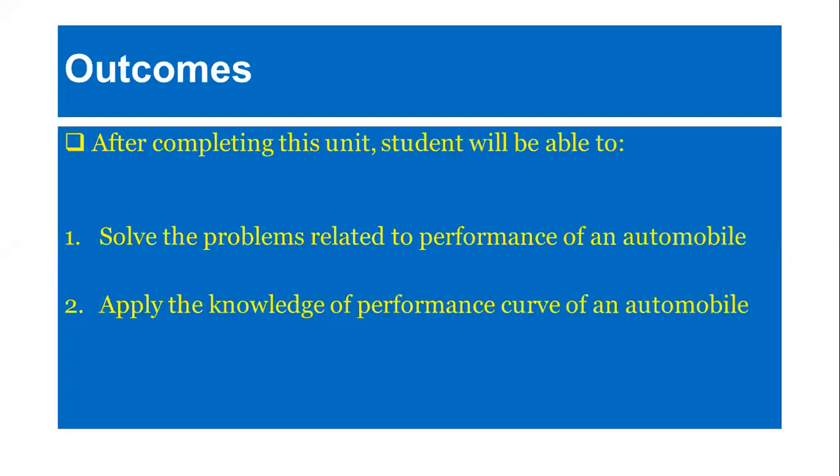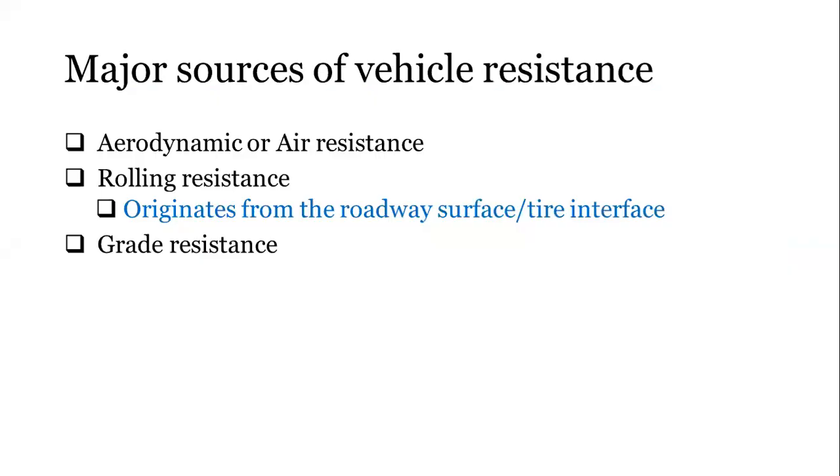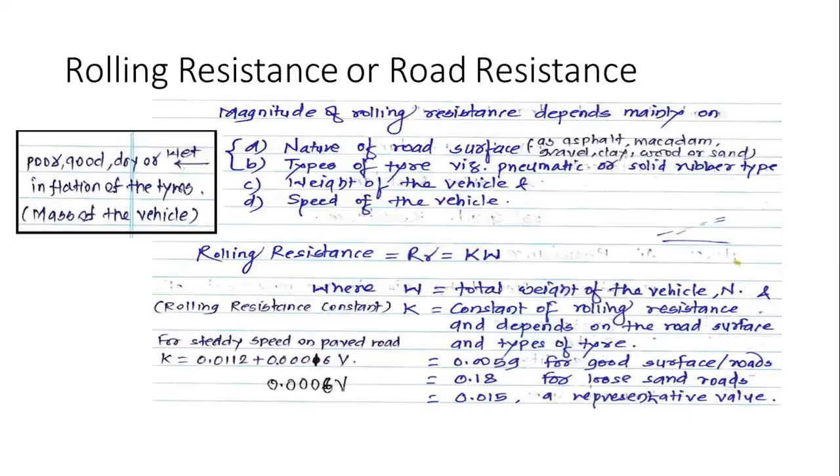So during the last lecture, we have seen different types of vehicle resistances, and ample discussion we have made with respect to aerodynamic or air resistance, then rolling resistance, which originates from the road surface and the tire interface, and the grade resistance. So rolling resistance or road resistance.